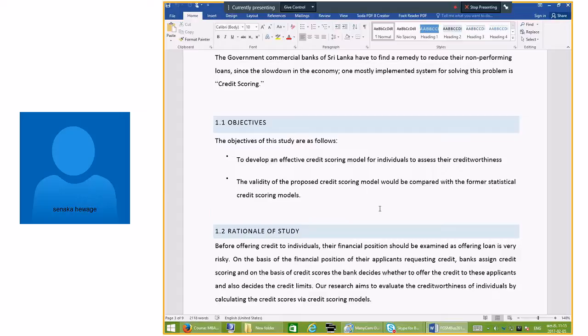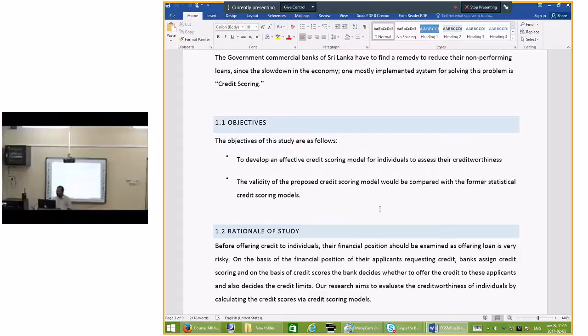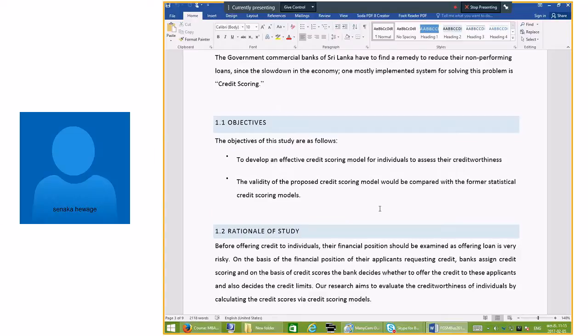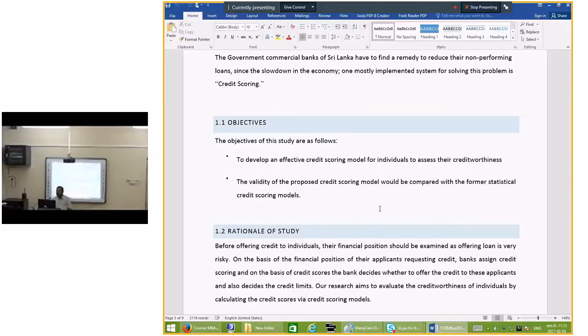Research objective. What are you going to do? Yes, its objective is to test the effectiveness of the credit scoring model, sir. Not develop. Okay, sir. Then your second objective may be the development of an effective credit scoring model.